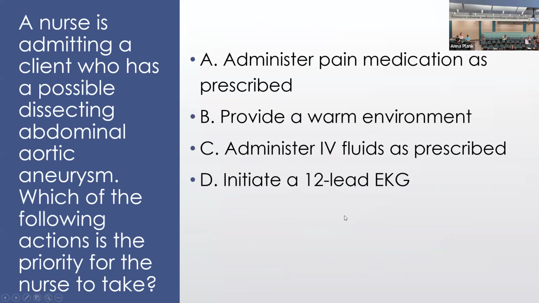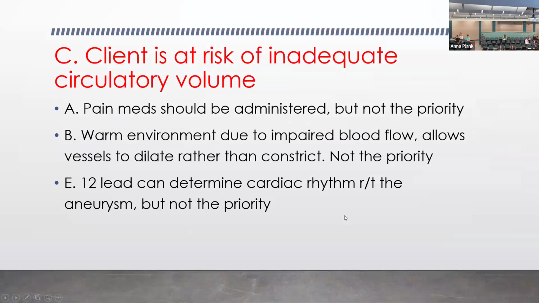Okay. If you have a client who has a dissecting abdominal aortic aneurysm, what is our priority? So think about the mechanics, right? What are they at risk for developing? Hypovolemic shock. We already know what we do in shock. Okay, so that's where my mind would go with this question. So what's our answer gonna be? C, we're gonna do fluids.